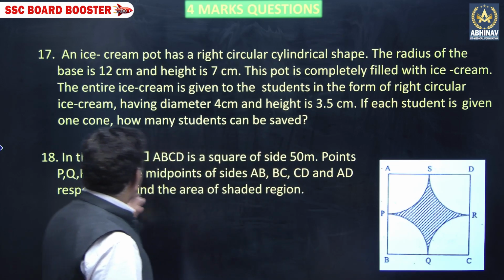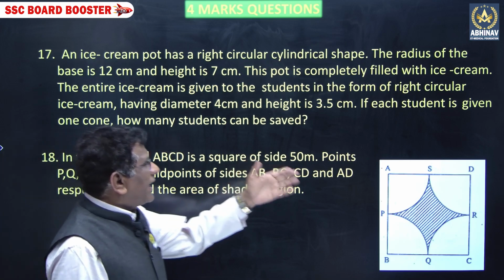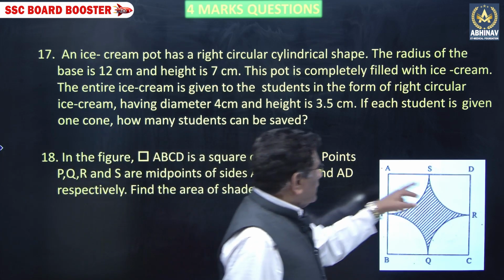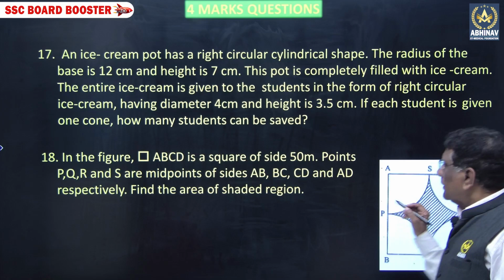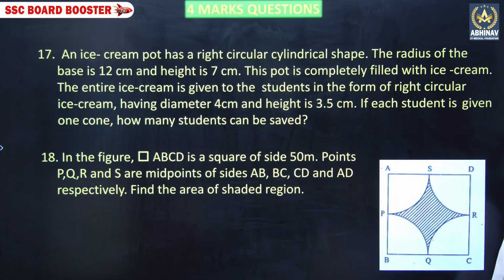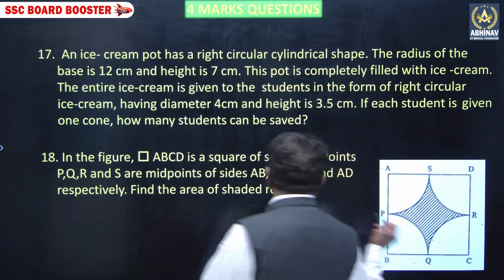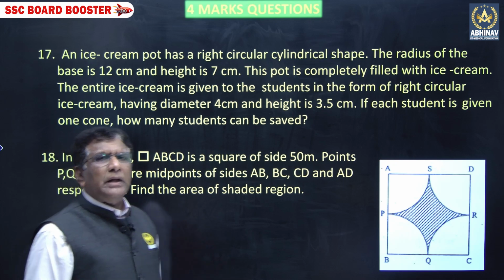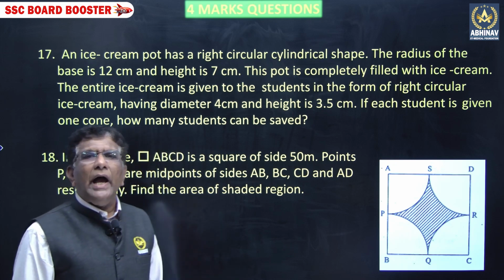One more example is given here. A square is given, and lastly we have to find the area of the shaded region as shown in the figure. So these are some of the 4 mark examples I have given you.